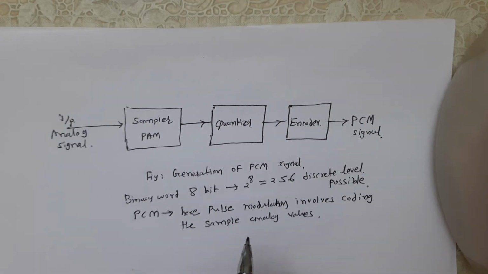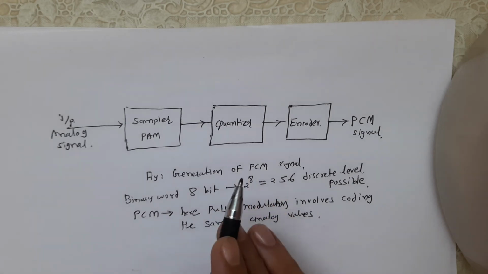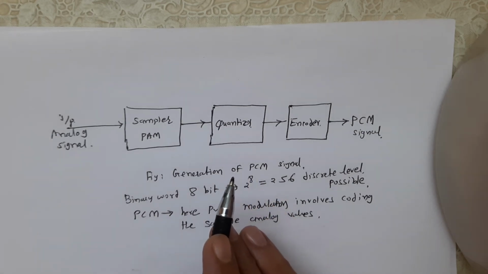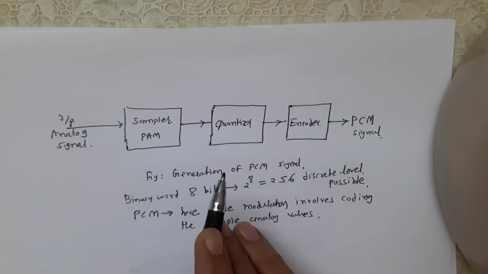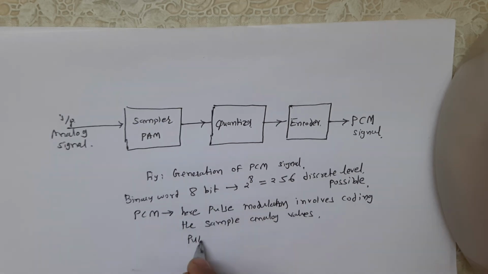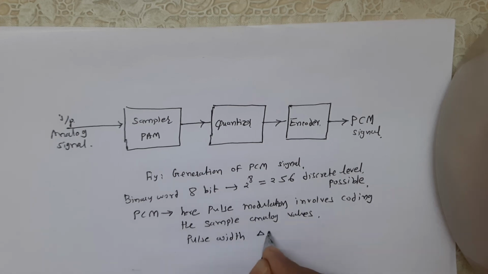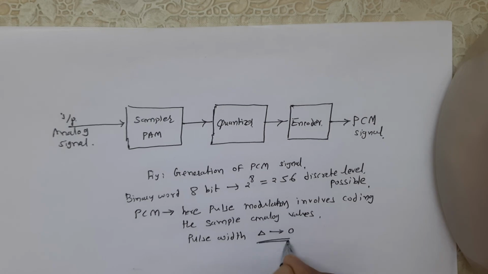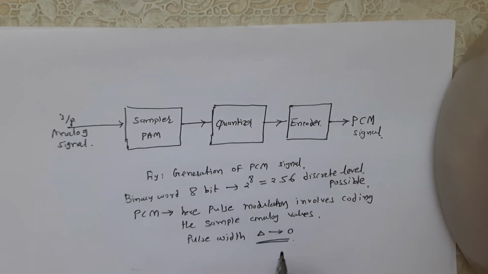The PCM technique is given in this block diagram. The sampler block essentially performs the PAM process, and the only difference is the pulse width delta tends to 0.